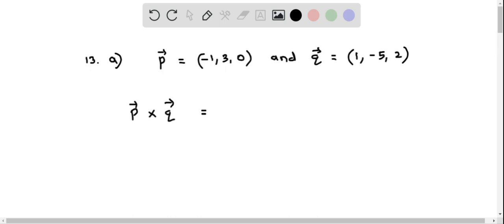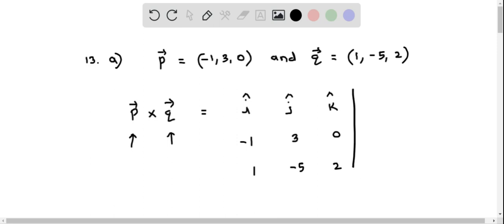And so this equals the cross product of any two vectors, which we can find using the determinant. In the first row, we write the vector components i, j, and k. Basically, these are unit vectors. And in the second row, we put the first vector, that is p vector. So here we put -1, 3, and 0. And in the third row, we put the components of the second vector, which is 1, -5, and 2. So we have to evaluate this determinant.